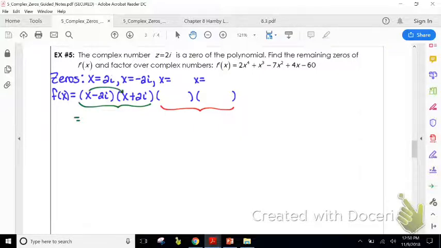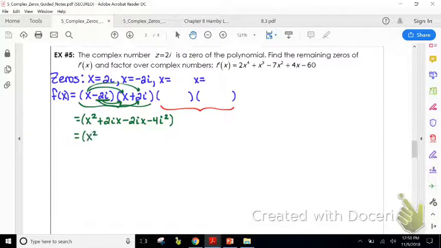So what's x times x? And x times 2i? 2ix or 2xi, doesn't matter. And then negative 2i times x. And negative 2i times positive 2i. Negative 4i squared. Okay, positive times a negative is negative. 2 times 2 is 4. I times I is i squared. And let's go ahead and simplify that.